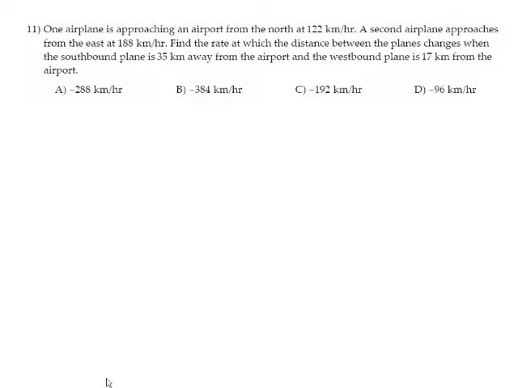Problem 11, we have another related rate problem. We have an airplane approaching an airport. Let's say the airport is right here, and it's approaching the airport from the north. Let's say the distance from the airport is equal to y, and we're given that dy/dt is equal to minus 122 kilometers per hour.